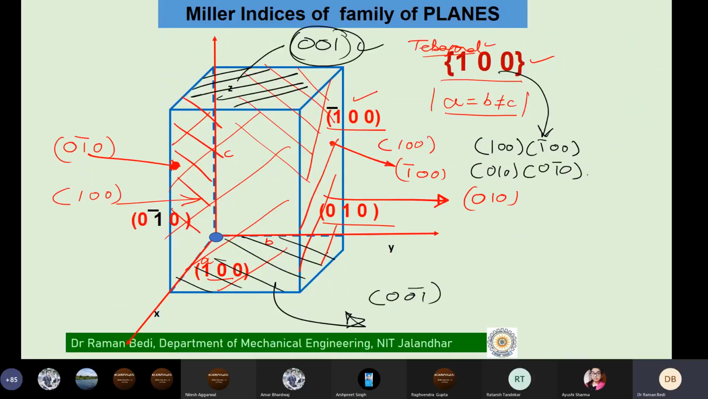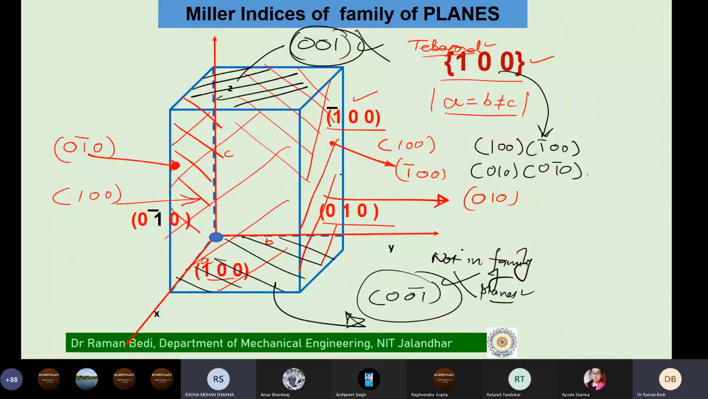Why are 001 and 00 bar 1 not included here? Why are they not in the family? Because sir, A is equal to B, not equal to C. Yes, because we said earlier, today we'll give more information about why they are crystallographically equivalent. Here we see that 001 and 00 bar 1 are not equivalent to these four planes that you are trying to establish here, because the dimensions of these planes are also different.